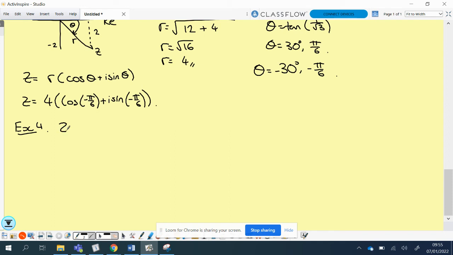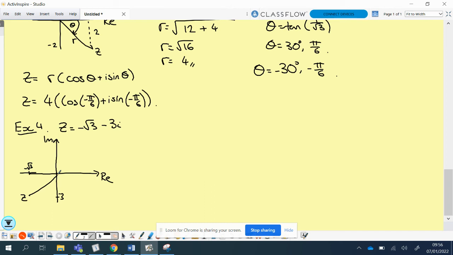So example 4. I'm going to let z, where both ones are going to be negative, be negative root 3 minus 3i. So if we have our two axes shown here, real and imaginary, it's telling me to go along to negative root 3, along here, and then down 3. So my complex number would be there.